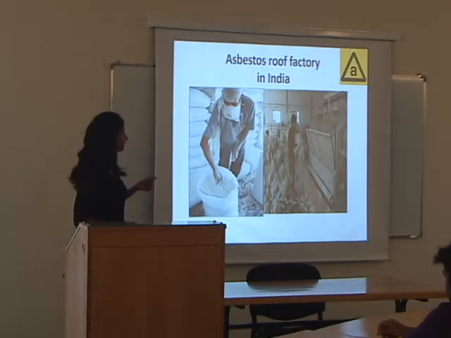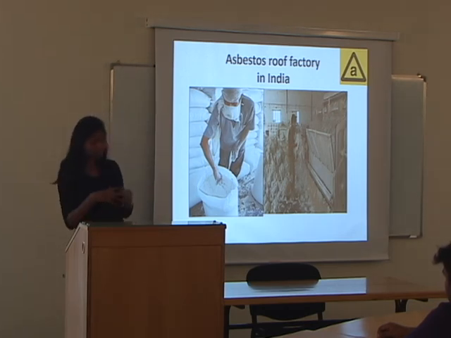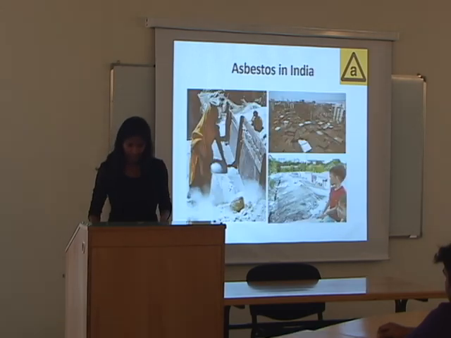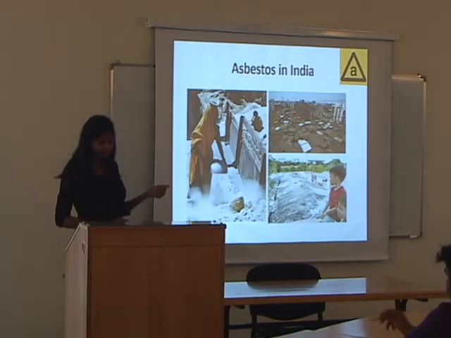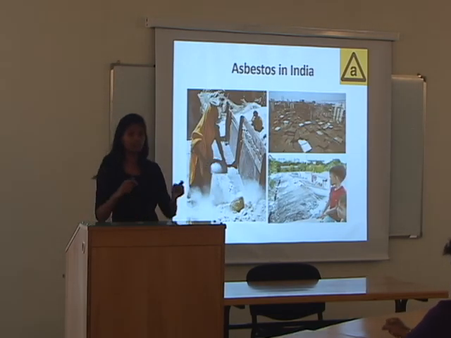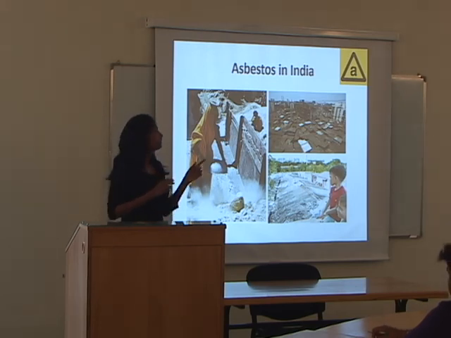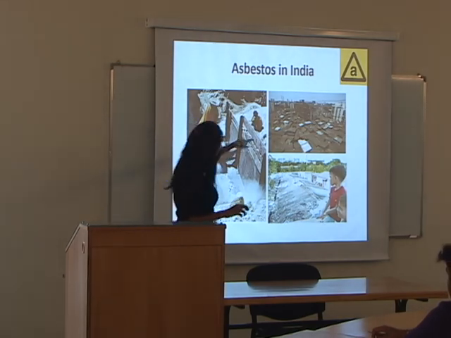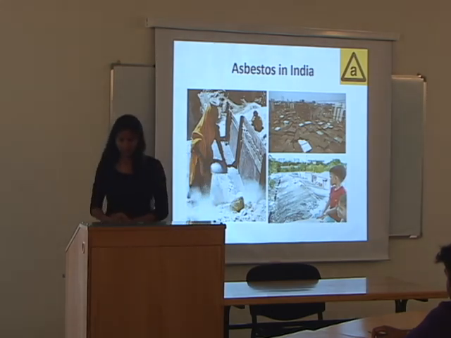So this is the working condition in an Indian roof factory. This fellow is using his hands to work, and this is the other thing. And the roofs are not properly maintained. So you can see the roofs are eroding. The asbestos roofs are eroding.